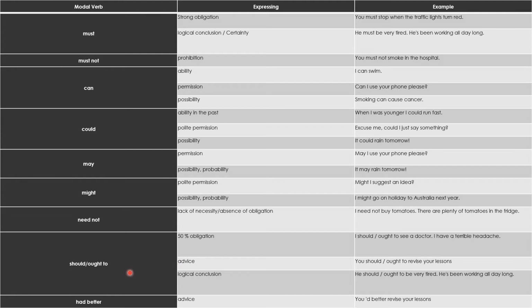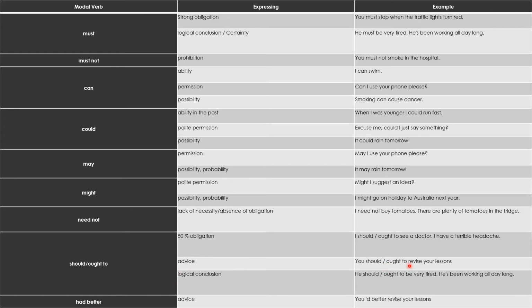And then should or ought to, which express about 50% obligation, so that means you can do it, but there's a 50-50 chance. And also advice and logical calculation. For example, I should or ought to see a doctor. I have a terrible headache. So there is a headache, so you have to see a doctor. You should or ought to see a doctor. That means that though you have a terrible headache, you are still surviving. But if I replace it with must, for example, I must see a doctor, that means that you have to see a doctor, and there is no question about that.